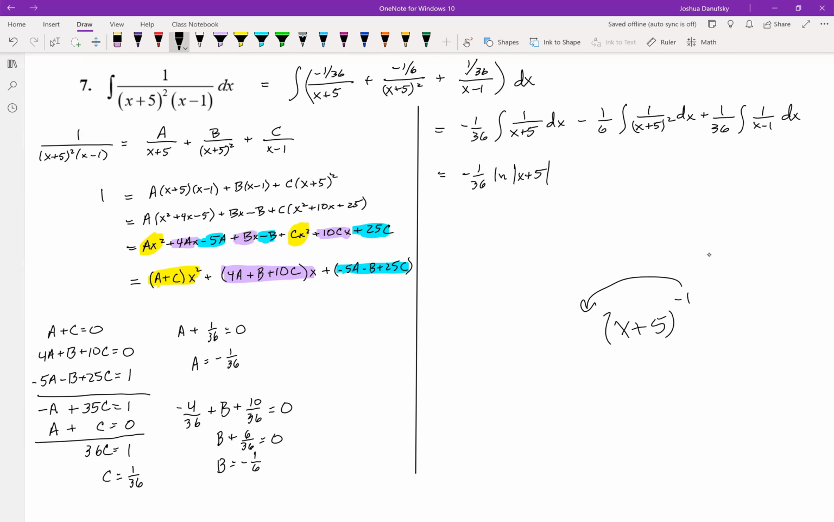If we multiply that down in front and subtract 1 from the exponent, we should be in pretty good shape as long as we put a 1 over 6 in front. You can pause the video and check that. So we end up with plus 1 over 6 times x plus 5. And finally, we have 1 over 36 ln of absolute value x minus 1 plus C.